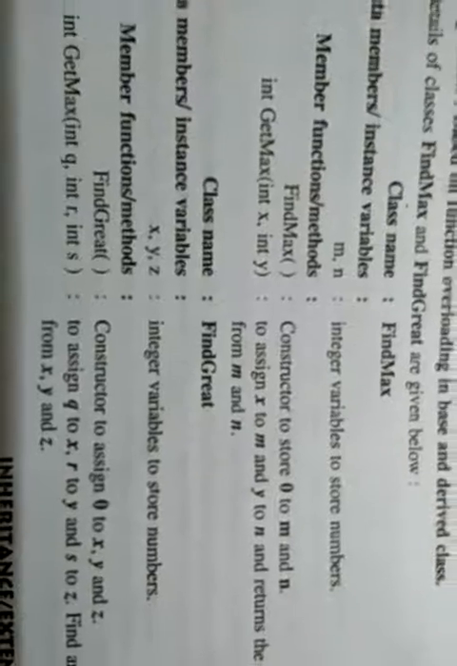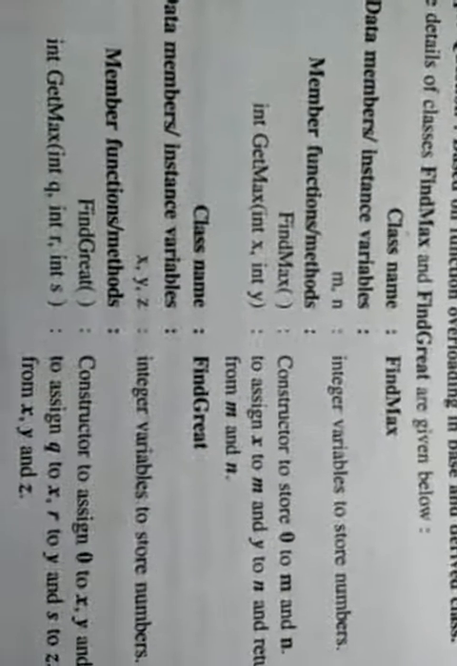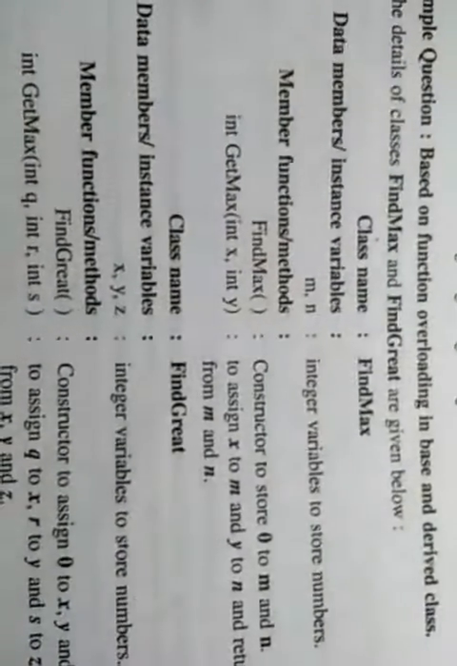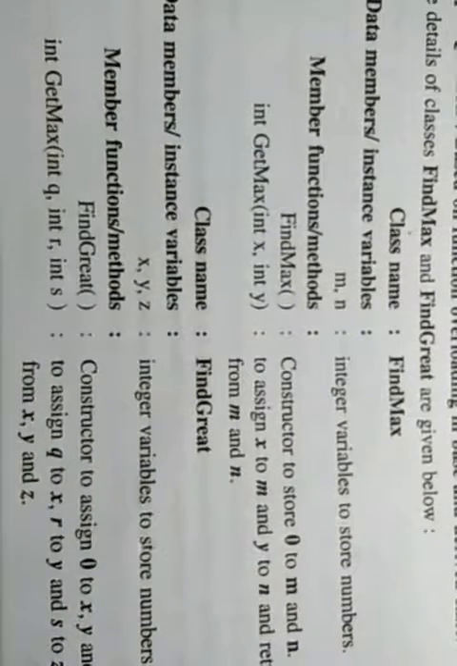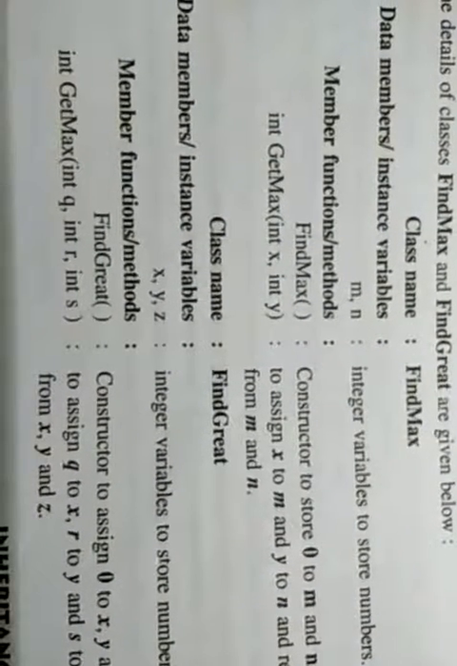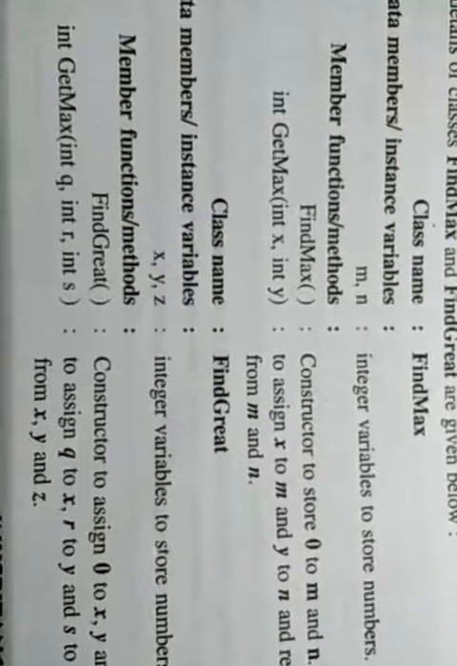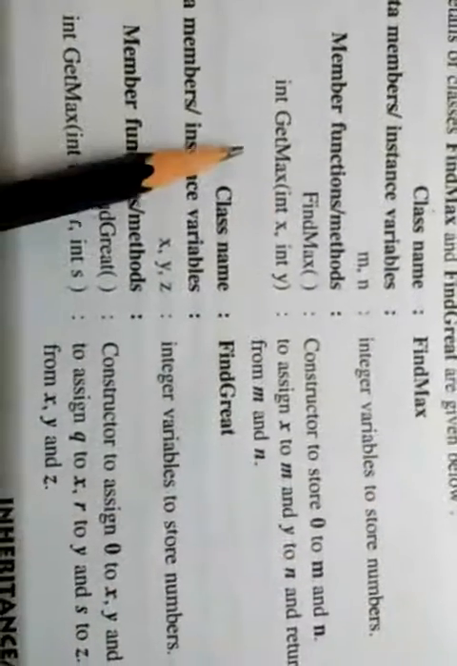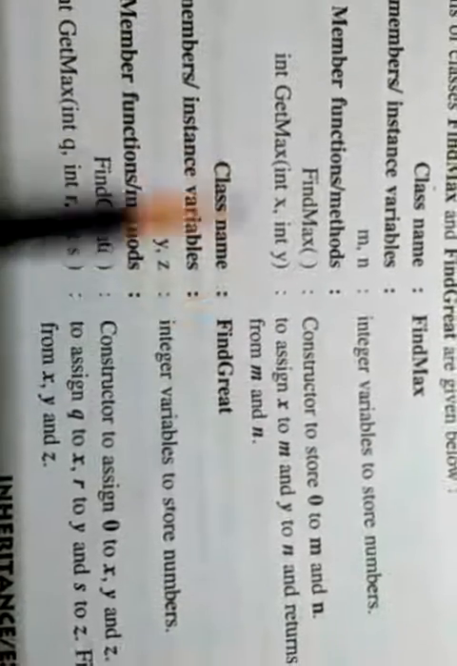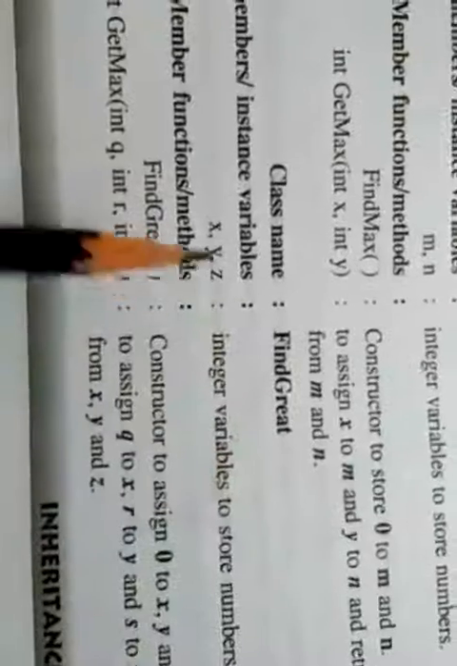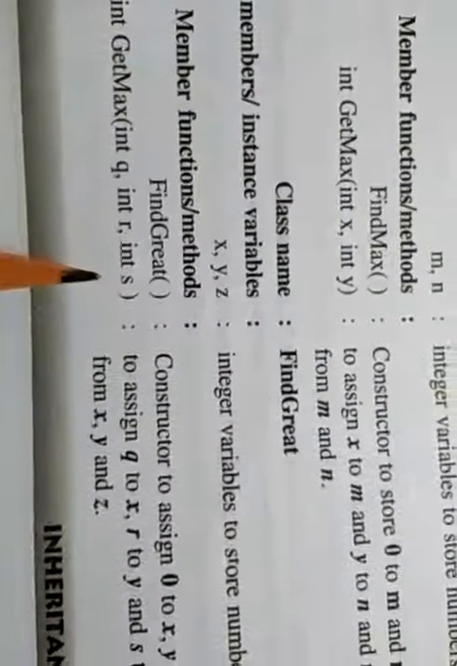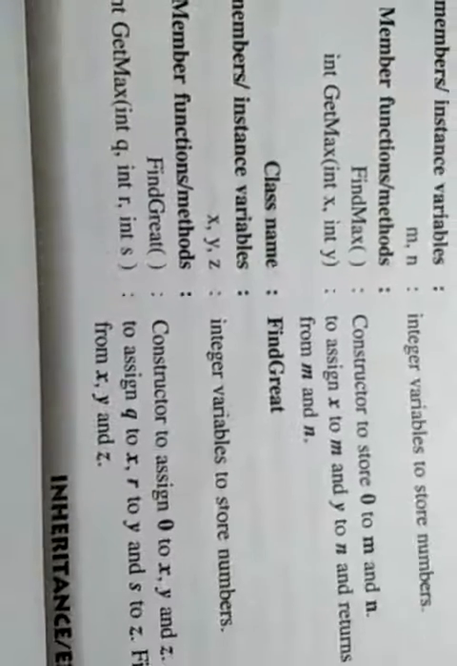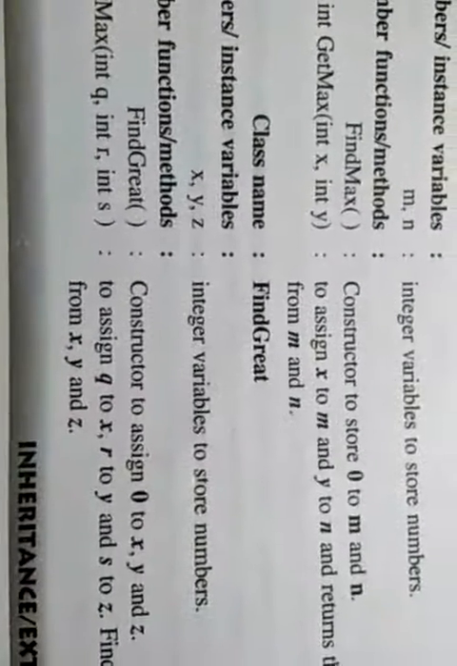Now take one more example, function overloading in inheritance. Here is one class named Max. There are two variables, integers m and n, and here is the constructor, and this is the function getMax, which finds the greater value between x and y. Second is findGreater, with three variables, and here is the constructor, and this is the function for finding the greater value between three numbers q, r and s. Now just see the solution of this question.